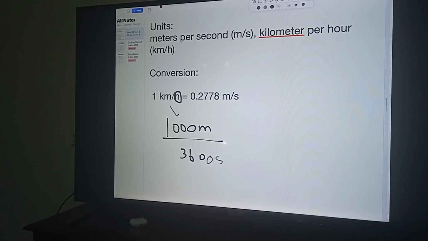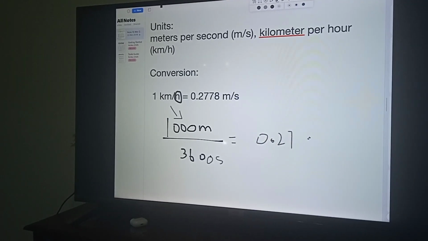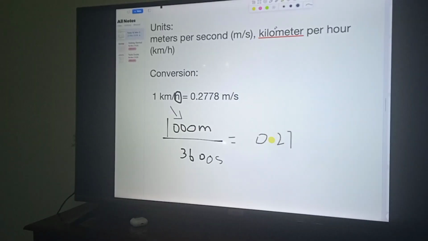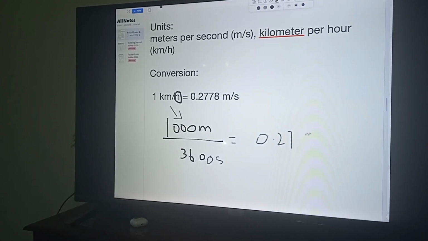So this becomes 0.278, 0.278 meter per second, which is this.